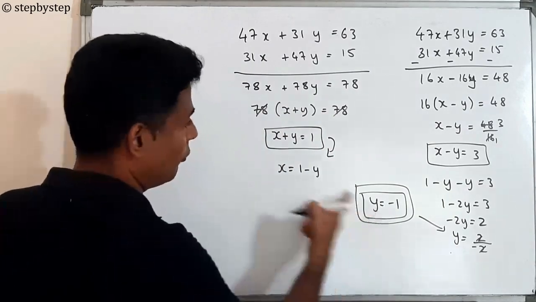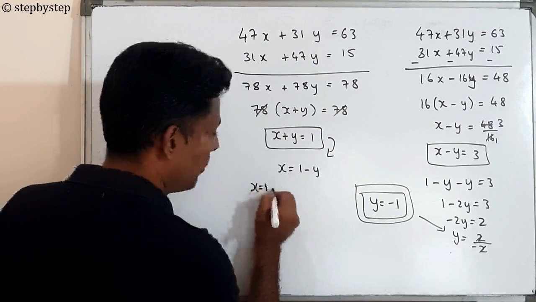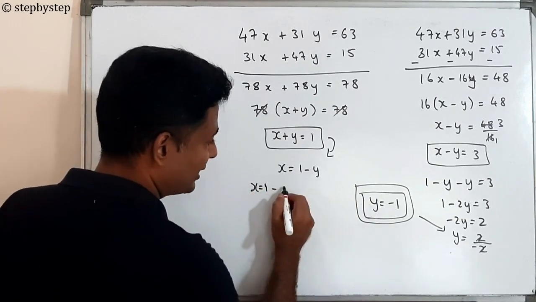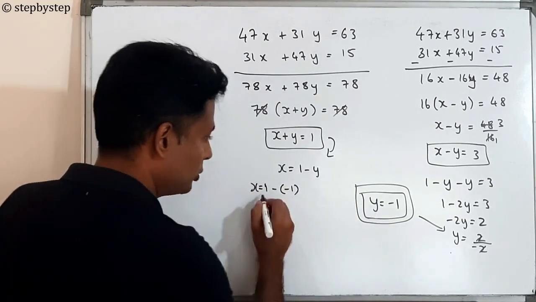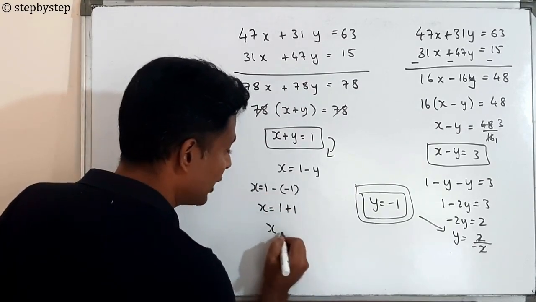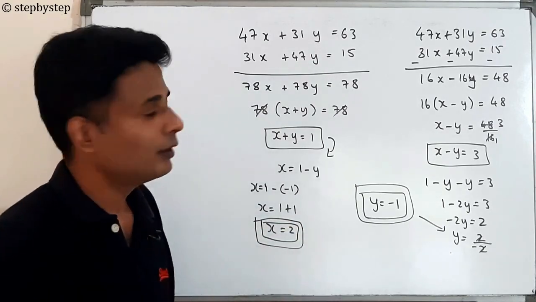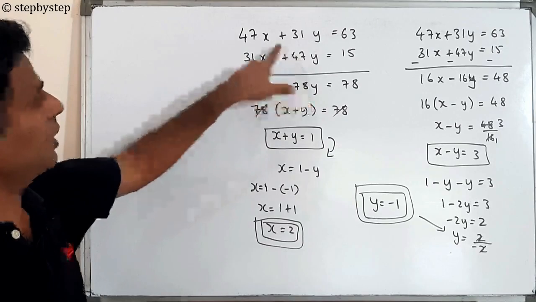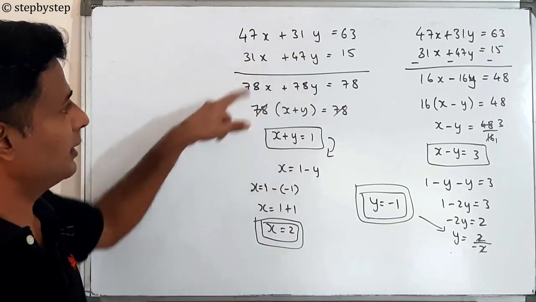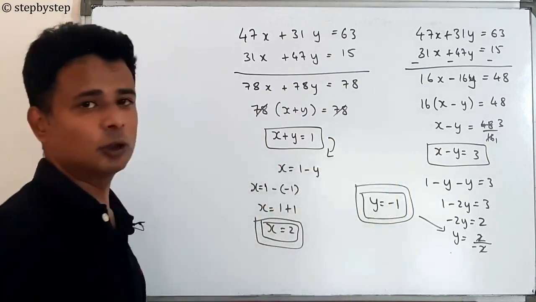Now I got the value of y, I can find the value of x. So x is equal to 1 minus, remember y is minus 1, so I'll put it in brackets. Minus of minus is plus. So I get x equal to 1 plus 1. So I get x equal to 2. So remember this kind of problem, whenever you have numbers which are the same here and here, you can use this to make the equations simple and solve them easily.